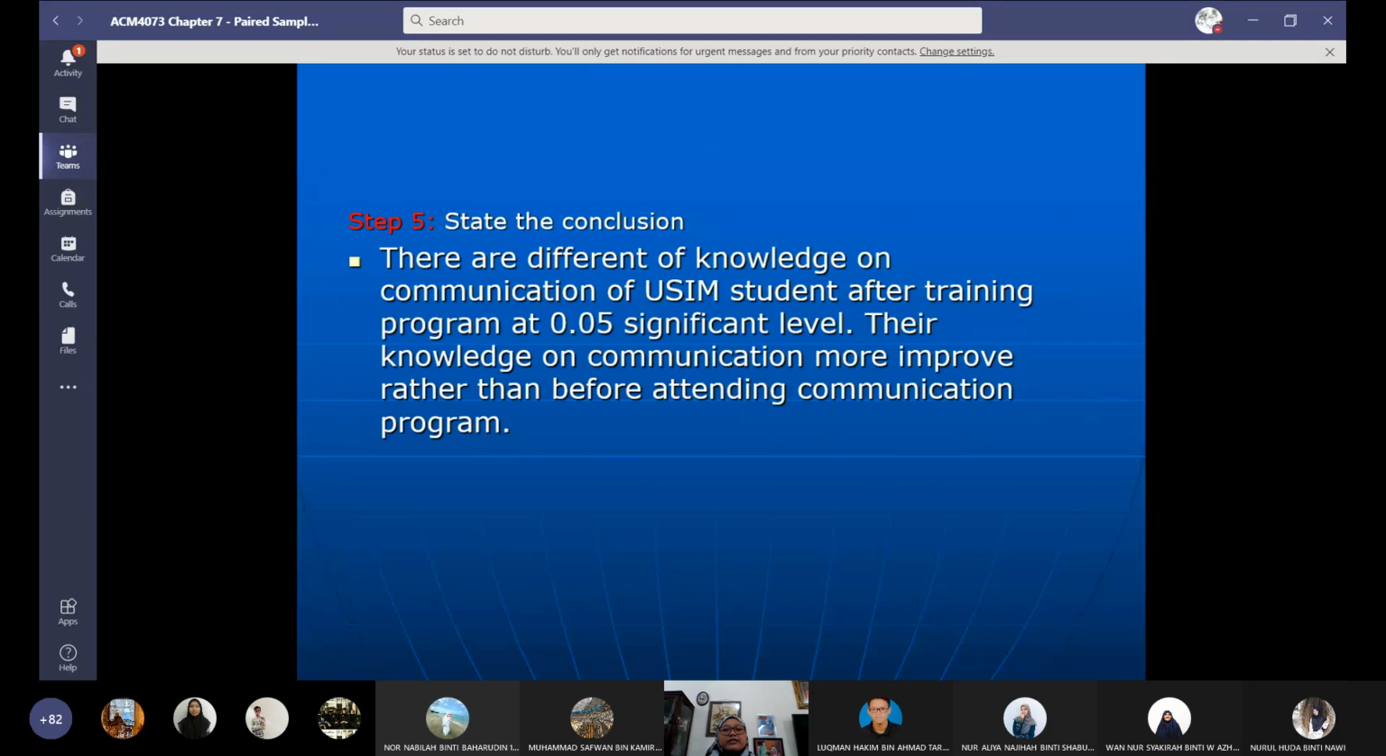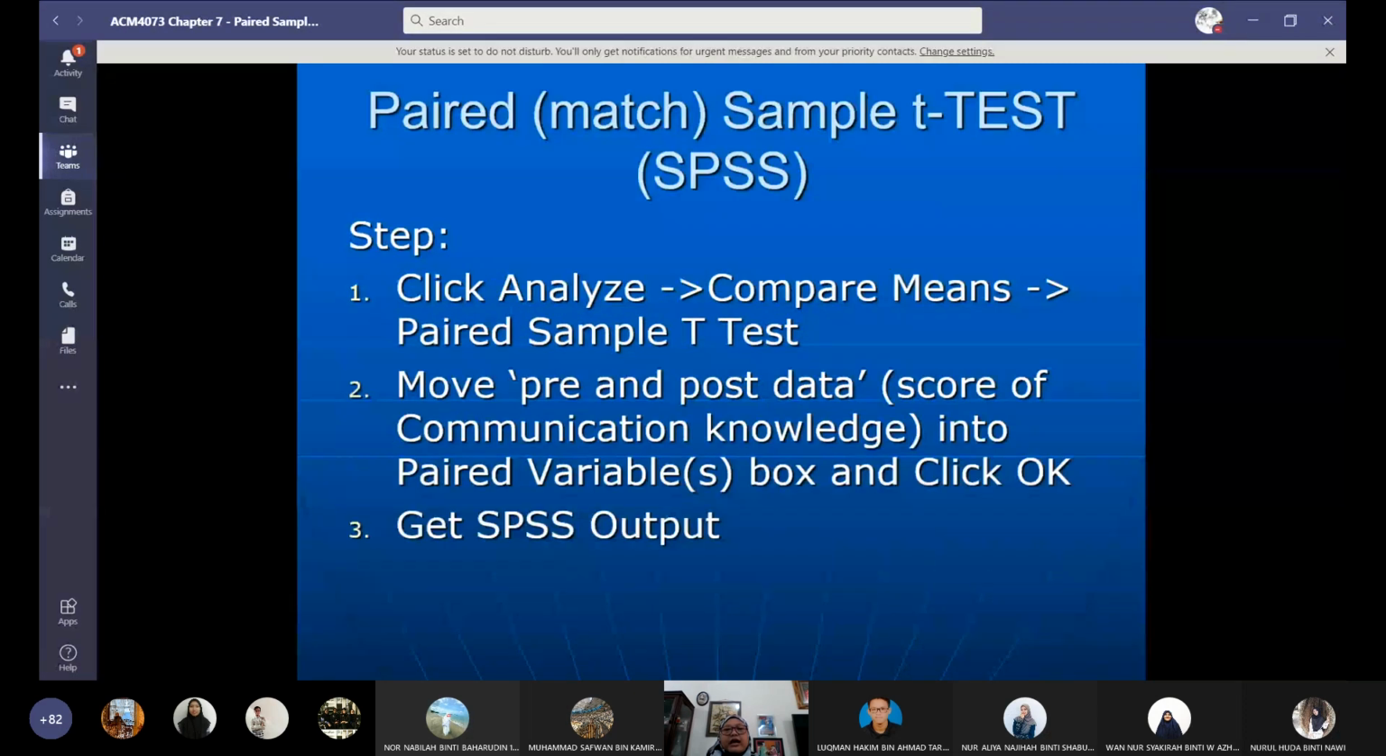As long as you get the significant value for the analysis, you should encourage, or provide suggestions. If that training is effective, then you should have more training for those particular courses. That's why we do the analysis.